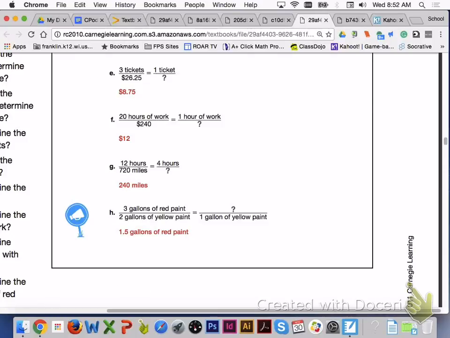Letter E, you will have $8.75. Your scaling down factor is 3. Letter F, you will have $12. Your scaling down factor is 20. Letter G, 240 miles. Your scaling down factor is 3. And for letter H, you will have 1.5 gallons of red paint. Your scaling down factor is 2.